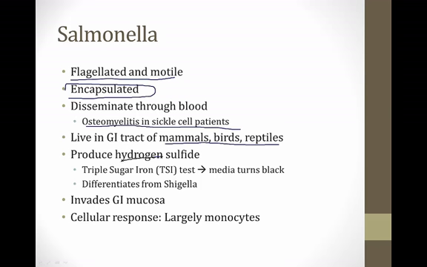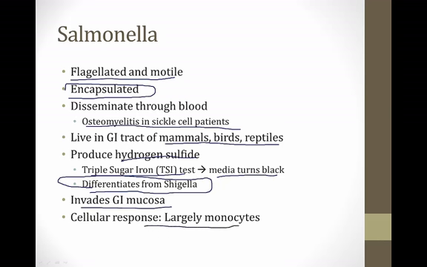It produces hydrogen sulfide, so if you do a test called the triple sugar iron test, the media will turn black, and this is how you differentiate it from Shigella, and I talk about this in more detail in the module on bacterial identification. It's an invasive bacteria when it causes GI illness, so the strains that cause GI illness invade the GI mucosa and give bloody diarrhea, and the cellular response is largely monocytes. They sometimes ask you about this on step 1.